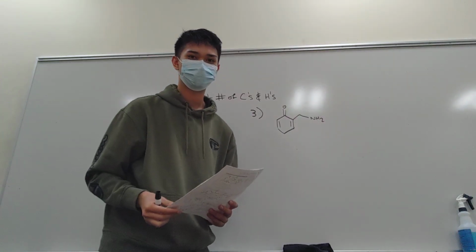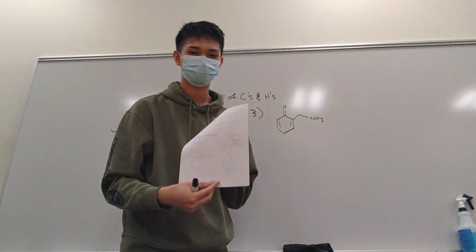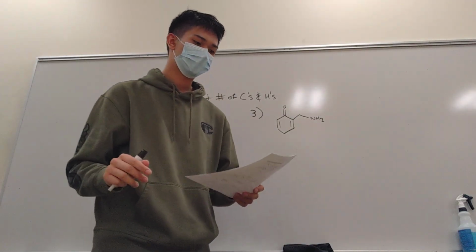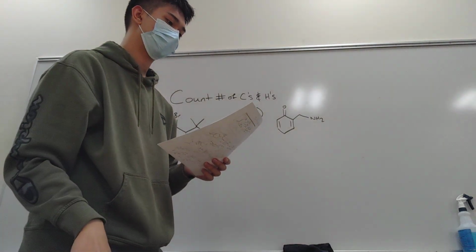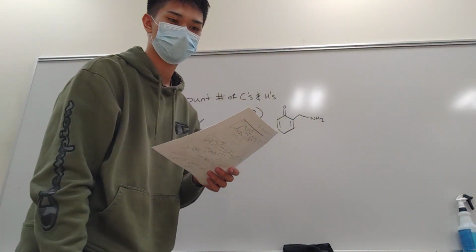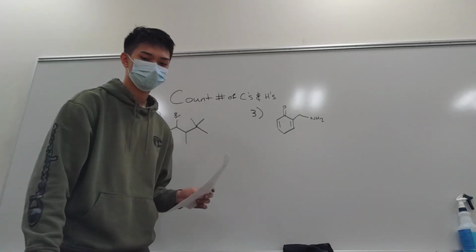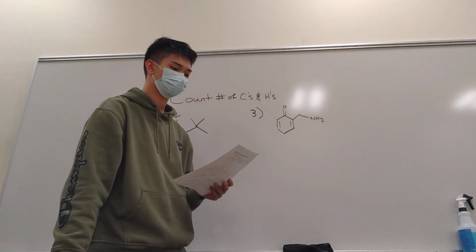Hi, this is going to be a walkthrough for the first worksheet of the OChem workshops. Starting with number one, this is asking us to count the number of hydrogens and carbons in each structure. And we have the molecules in a line bond structure.